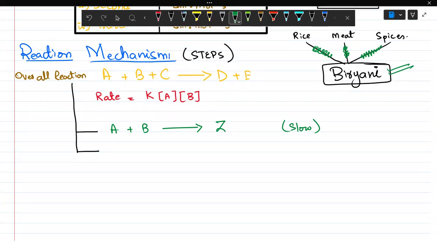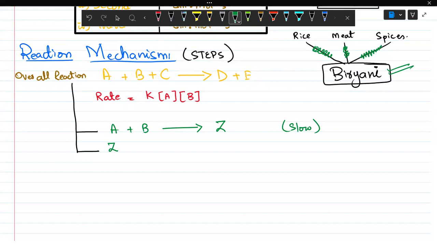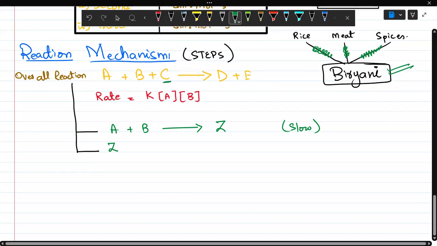Okay. And we have this Z here. We are not observing any Z in the overall reaction. Z is basically the intermediary product. It's basically the transition product here. It will transfer into the other substance. Sir, we didn't react the C here. We haven't used the C yet. Now we will be using the C.